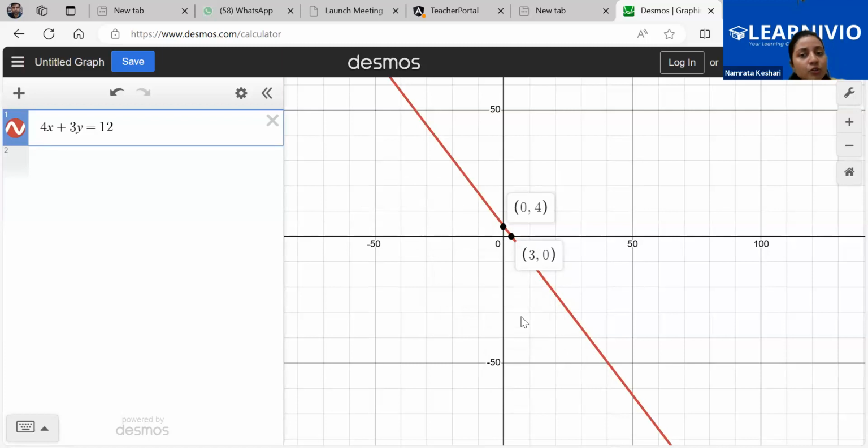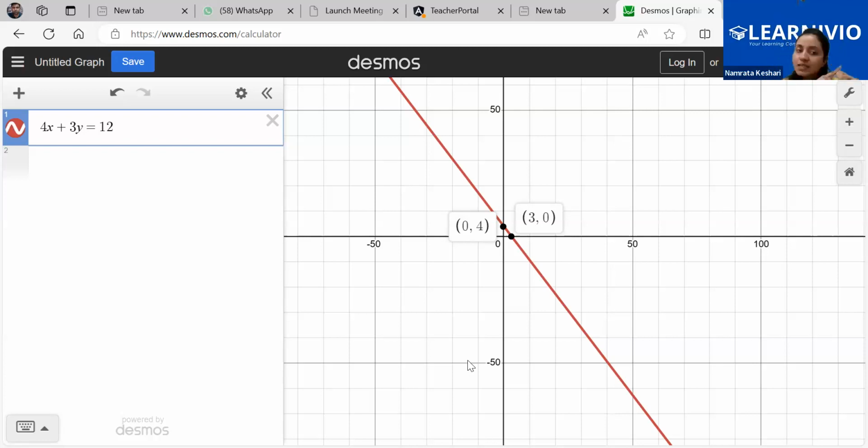Then why did we find these 2 points only? We found these 2 points because they are very important. One point is wherever the graph is touching the x-axis, and the other point is where the graph is touching the y-axis. In future you will realize these 2 points are very important. You don't have to go that deep now into the importance of that. Just keep in mind that these 2 points are very important.